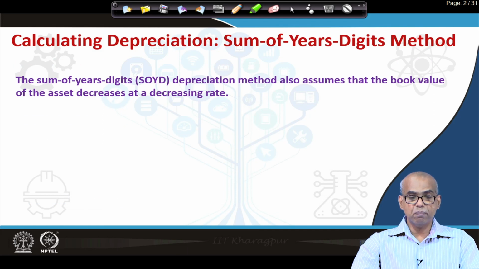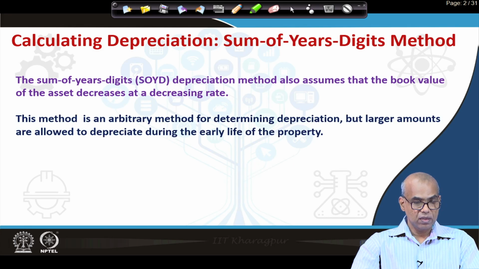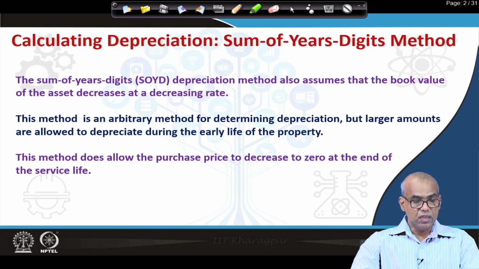The sum of years digits depreciation method also assumes that the book value of the asset decreases at a decreasing rate. Depreciation also decreases as time progresses. This method is an arbitrary method for determining depreciation, but larger amounts are allowed to depreciate during the early life of the property. So, it helps project economics. This method does allow the purchase price to decrease to 0 at the end of the service life, because Vs, or the salvage value, is being taken care of.